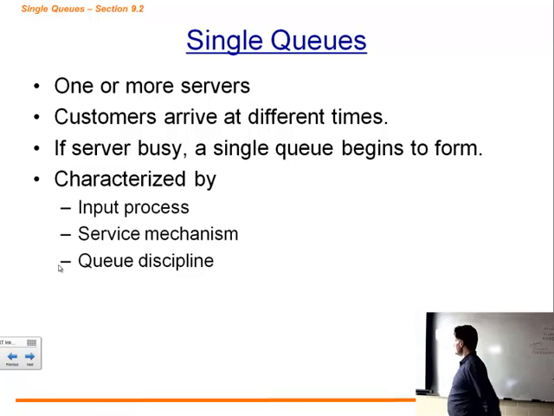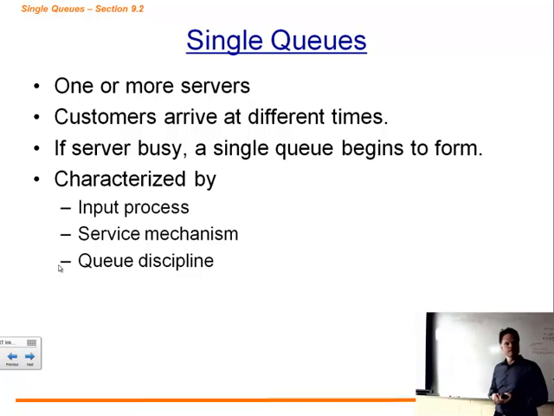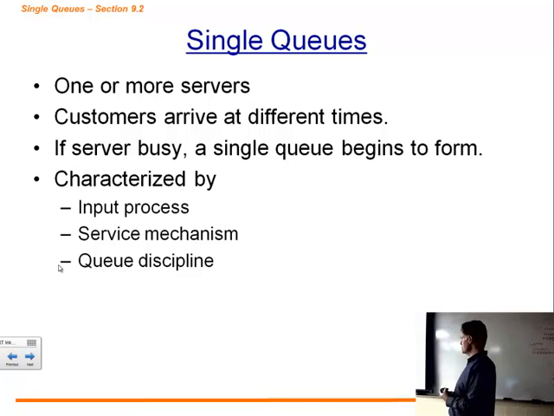The service mechanism is the second important thing, and that is, how are service times distributed? Are they random, or does every service take a definite amount of time, like 3 minutes, period, for every service? Or is there some other rule to the service times? And finally, the queue discipline. The queue discipline means who gets served next in the queue.